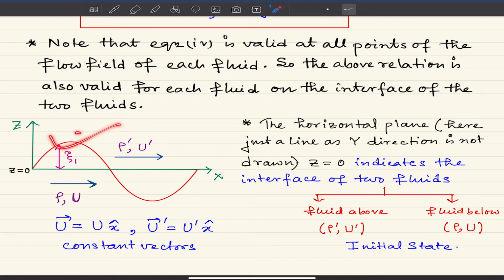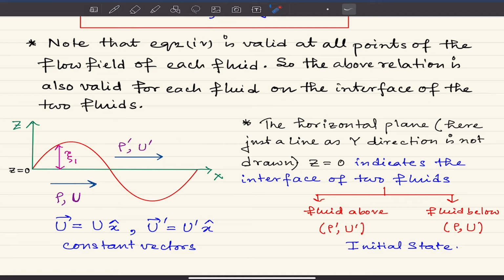So one fluid is above z equal to 0, another fluid is below z equal to 0, and the vertical upward direction is of course z, as I already said. Now when this is not perturbed, then this interface is like that, and at that point we can say that both the fluids have constant densities because of incompressibility, rho prime and rho, and also have some non-zero uniform velocity along the x direction. That's quite okay.